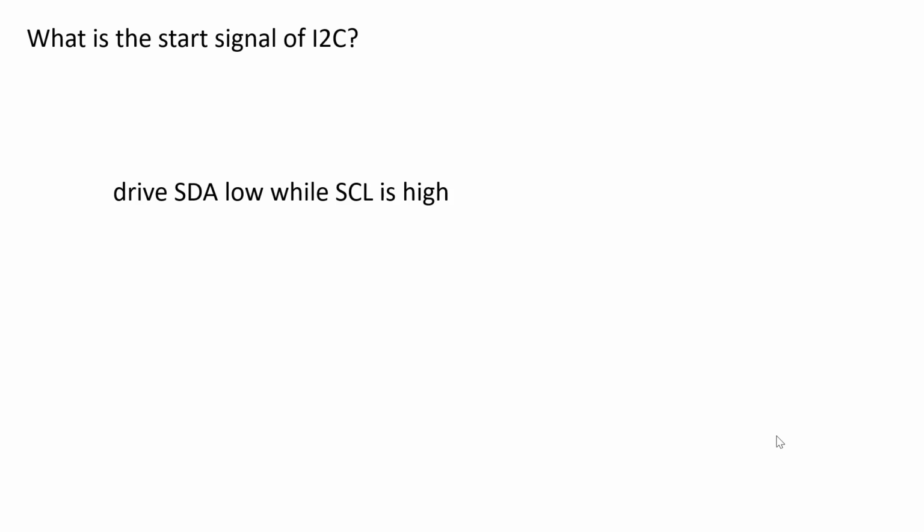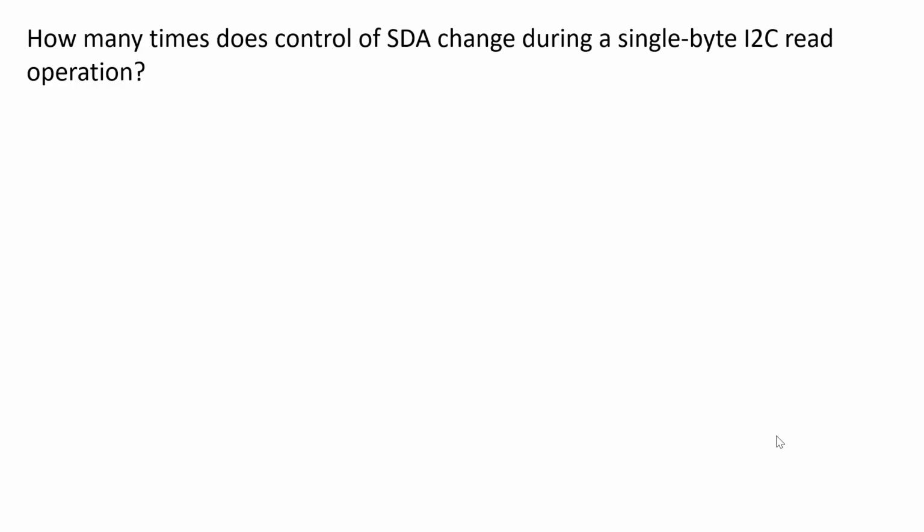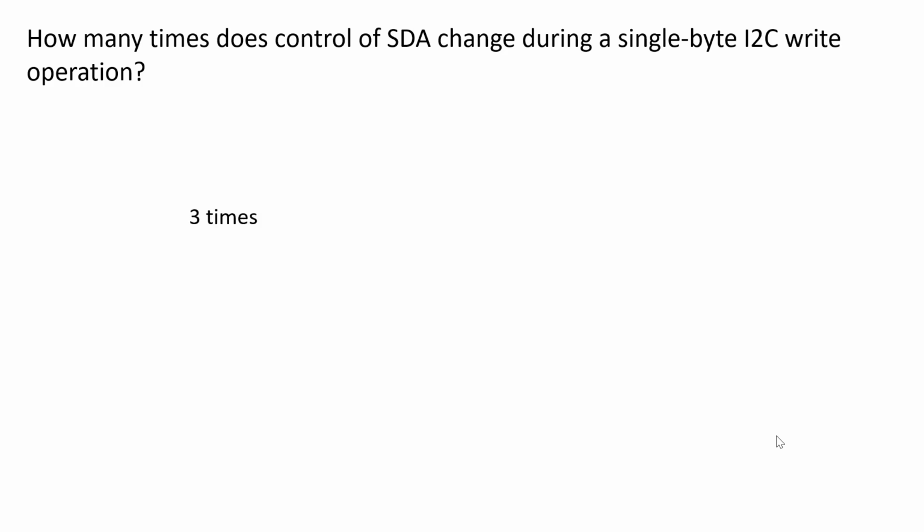What's the start signal? It's when you drive SDA low while SCL is high. And the stop signal is when you drive SDA high while SCL is high. How many times does control of SDA change during a single byte I²C read operation? Twice, because it changes control for the header acknowledge and the data acknowledge. How many times does control of SDA change during a single byte I²C write? 3 times. So you have to acknowledge the header, then you have to change back to send the data, and then you have to acknowledge the data.